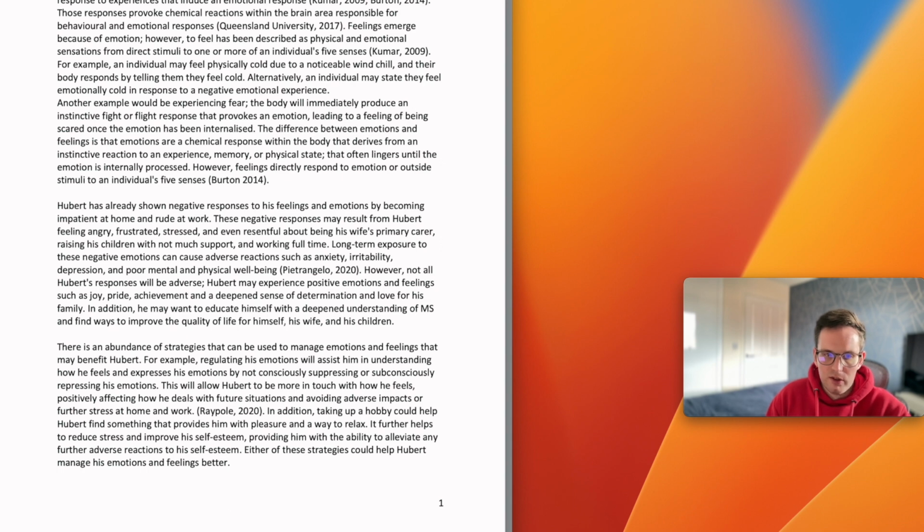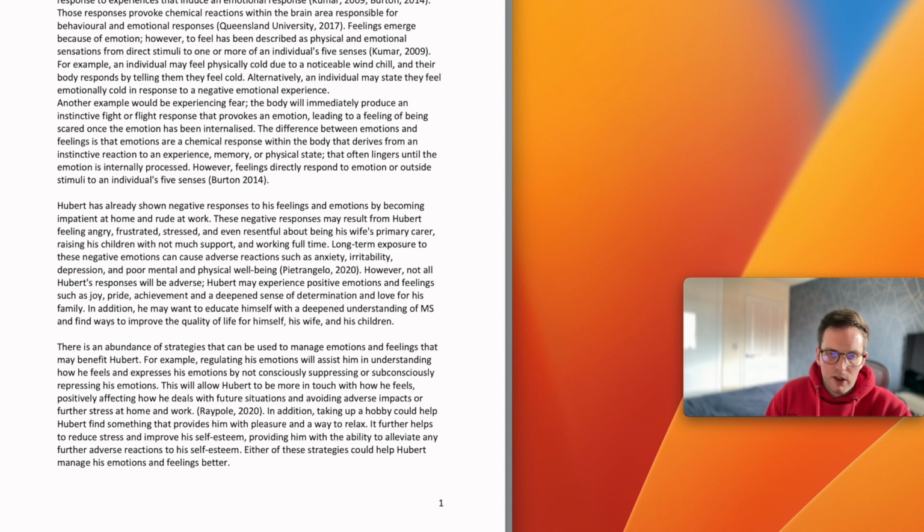However, not all of Hubert's responses will be adverse. Hubert may experience positive emotions and feelings such as joy, pride, achievement, and a deepened sense of determination and love for his family. In addition, he may want to educate himself with a deepened understanding of MS and find ways to improve the quality of life for himself, his wife, and his children.